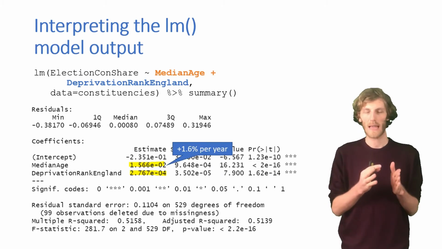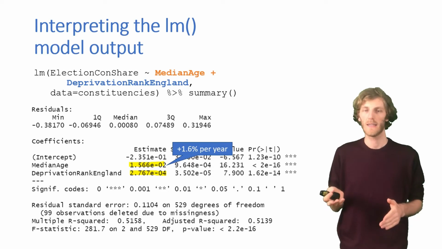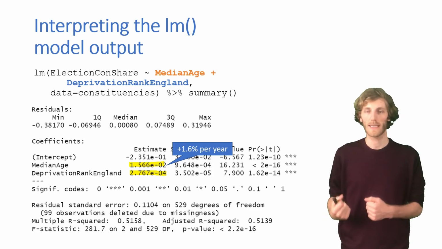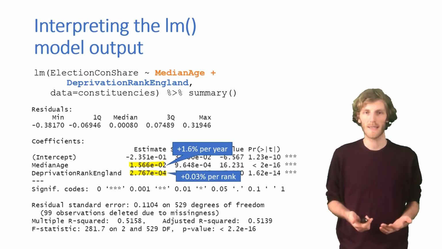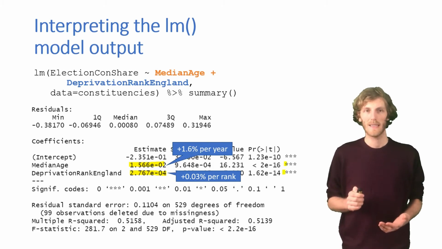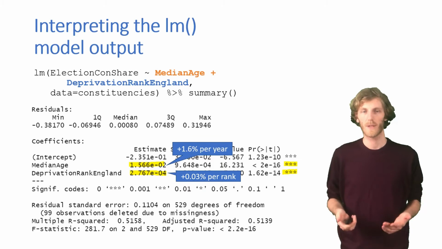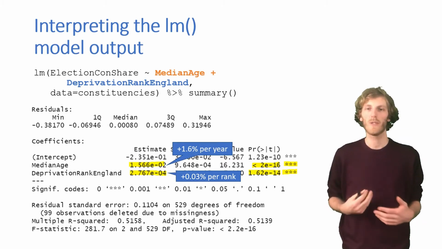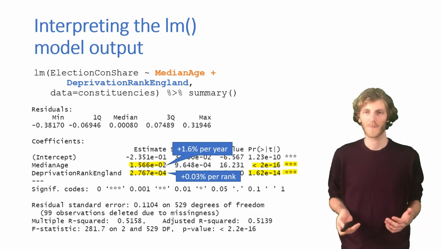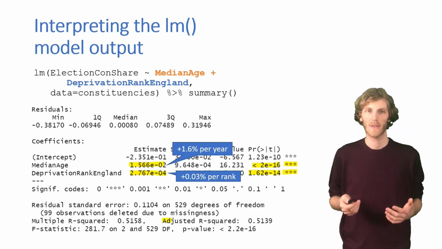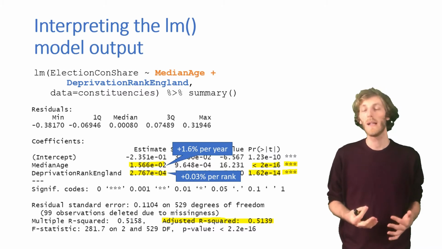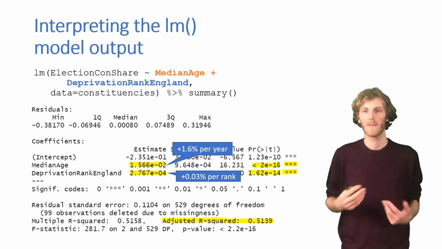So age still has an effect on the vote share, but actually a somewhat smaller effect, given that this time around we're holding deprivation constant. Similarly, deprivation has an effect. They are both significant because they're very small p-values, so we can be quite confident that they're reflecting real differences rather than just noise in the data. And we can look at the R-squared, we can see that actually this model explains much more of the data than the last model did.